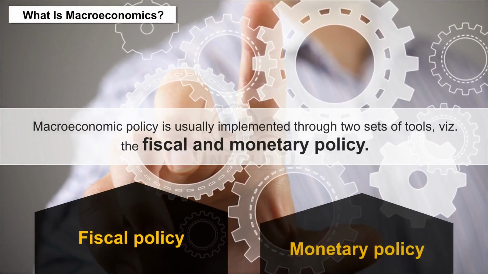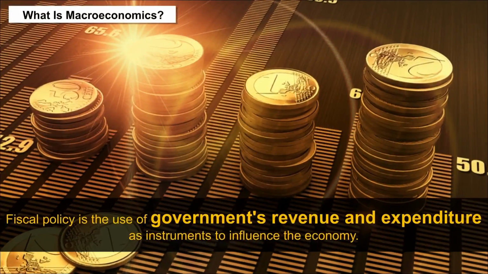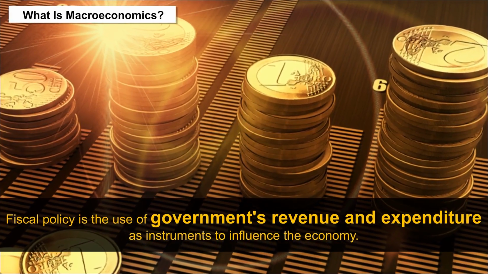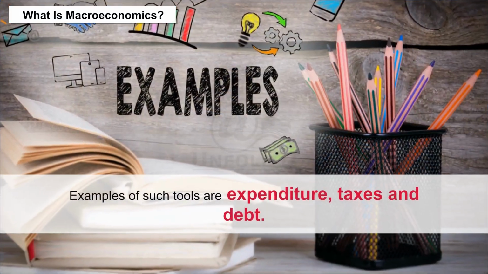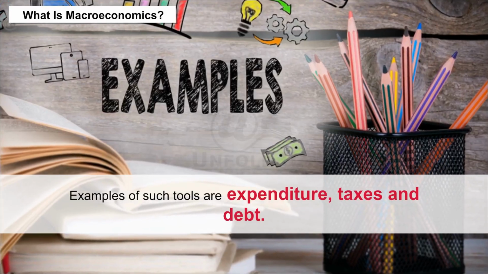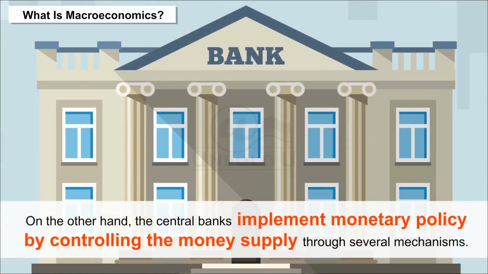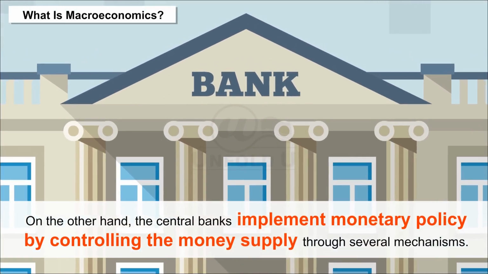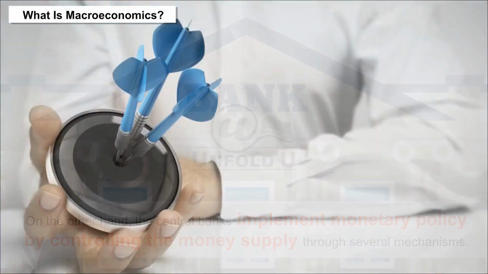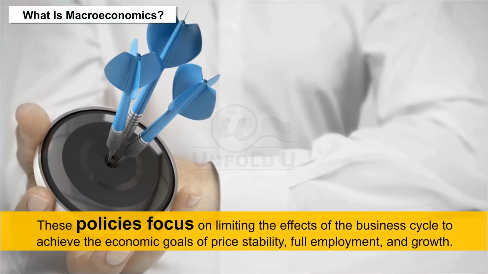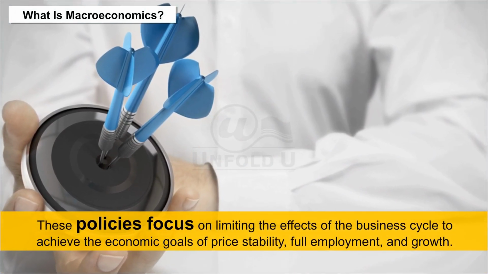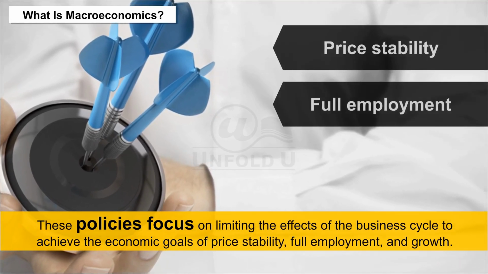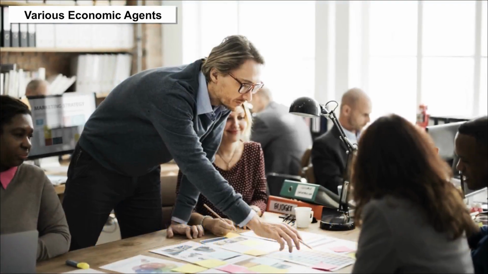Macroeconomic policy is usually implemented through two sets of tools, viz. the fiscal and monetary policy. Fiscal policy is the use of government's revenue and expenditure as instruments to influence the economy. Examples of such tools are expenditure, taxes, and debt. On the other hand, the central banks implement monetary policy by controlling the money supply through several mechanisms. These policies focus on limiting the effects of the business cycle to achieve the economic goals of price stability, full employment, and growth.